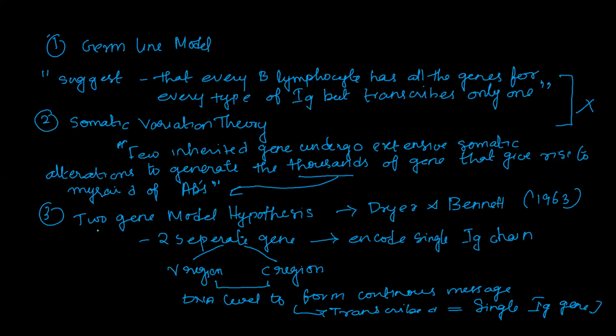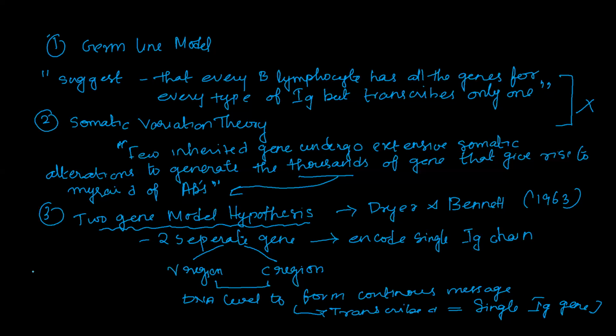Okay, so this is the two gene model hypothesis, which was proposed by Dreyer and Bennett in the year 1963. He said there are two separate genes which encode a single immunoglobulin chain. The two separate genes were one for the V region and the other for the C region. These genes should come together at the DNA level to form a continuous message. That process is recombination, and it gets transcribed as a single immunoglobulin gene.